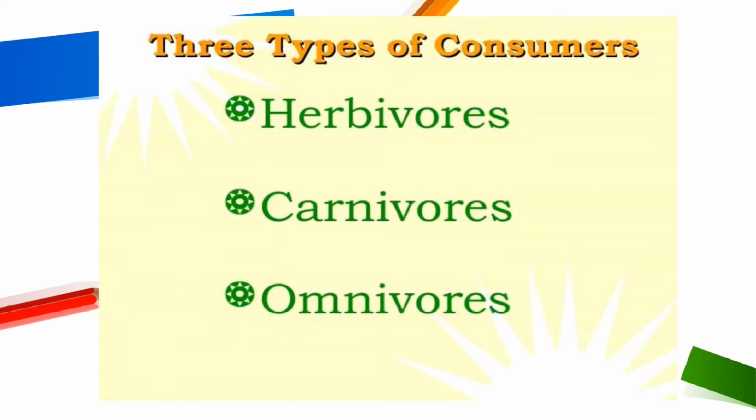So there are three types of consumers. These are the herbivores. Mainly herbivores are the primary consumers, and we have the carnivores. And we have also the omnivores. So these are the three types of consumers.